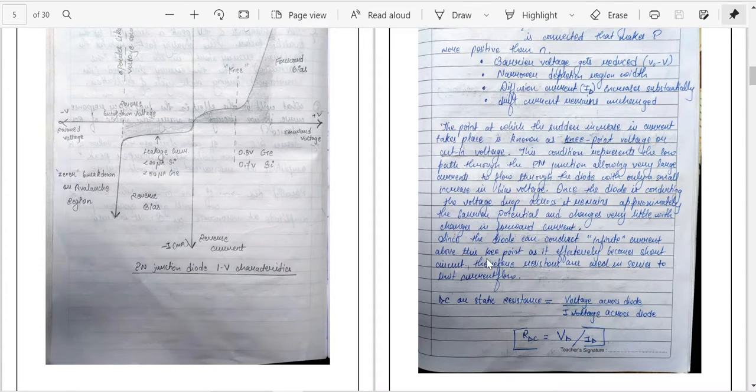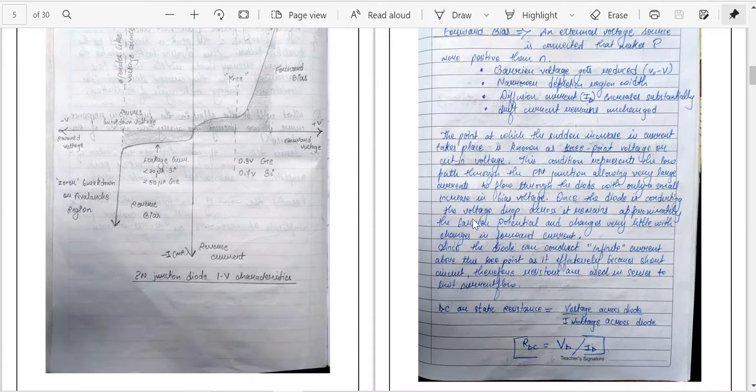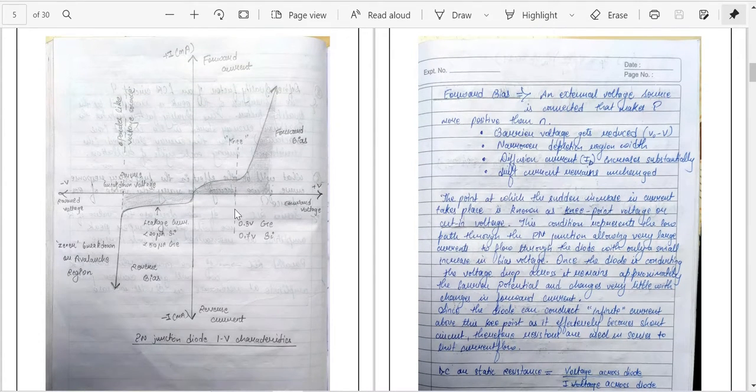So once the diode is conducting, the voltage drop across it remains approximately the barrier potential. After crossing the knee voltage, the voltage across the diode remains almost equal to the barrier voltage. It doesn't change much. So this barrier voltage is 0.3 volt for germanium and 0.7 volt for silicon.